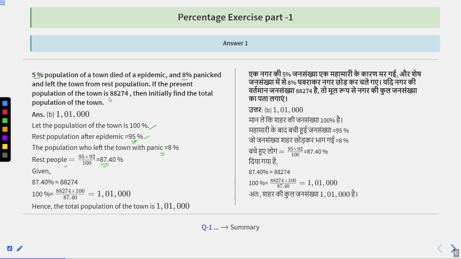But according to the question, the number of people that are present is 88,274. It means that the remaining population in percentage, 87.40%, is equal to 88,274. We have to find the initial total population of the town, and we have considered it as 100%. So if the value of 87.40% is 88,274, then 100% total population is going to be 88,274 upon 87.40 into 100, that is 1,01,000. It means the population of the town in the beginning was 1,01,000. Option number B is the right answer.